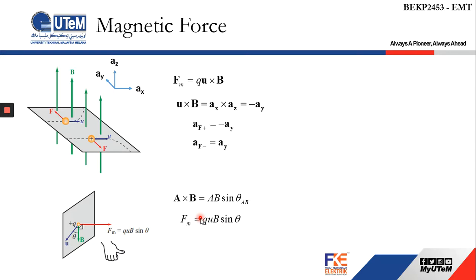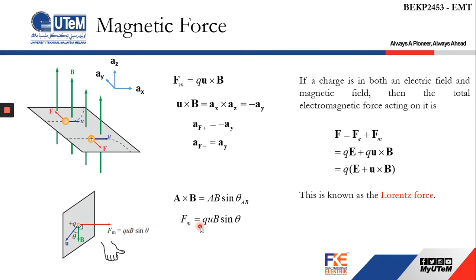And the magnetic force will be maximum if sine theta equals 1. Sine theta can be equal to 1 when theta is 90 degrees. So in other words, when the magnetic flux is perpendicular to the direction of the moving charge, we get maximum magnetic force.